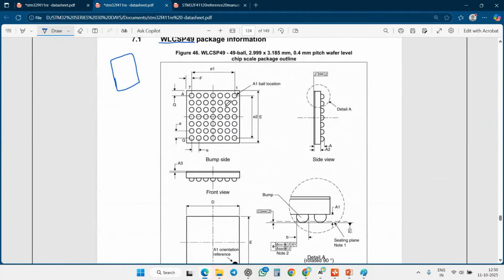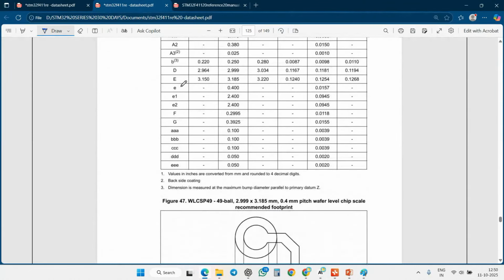So for example, first of all, I need to measure the data of this line. This has the total measurements, and you need to find it out. It has the total length, which is mentioned as the value called E.